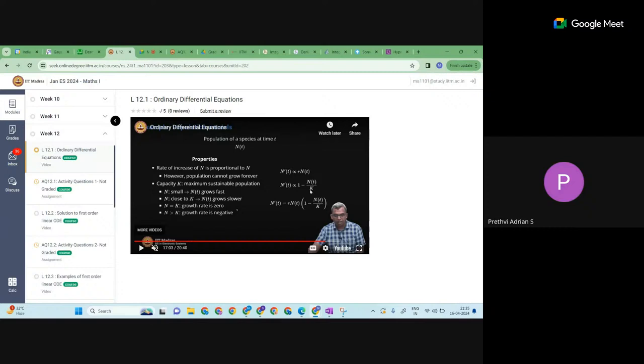Yes, sir. That part I understood, sir. But what is happening here? When the proportional sign is made into an equal sign, then it is multiplied by r N(t) into whatever this part is given. But the confusion is, initially rN(t) is also proportional to N'(t), and 1 minus N(t) by k is also proportional to N'(t). So we will be multiplying, meaning it will be equal, sir.